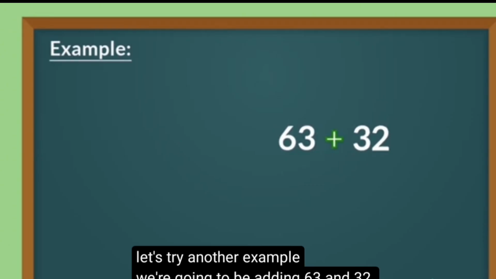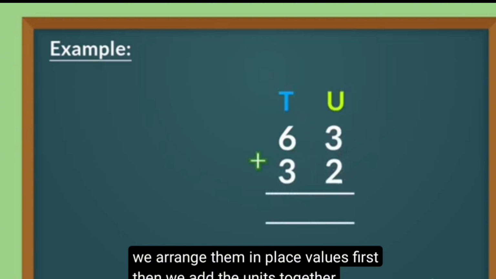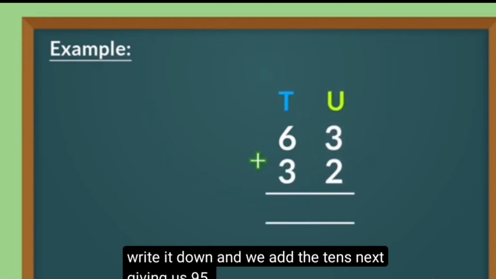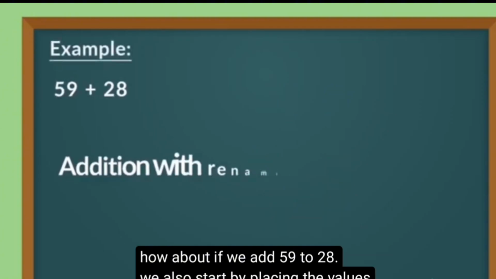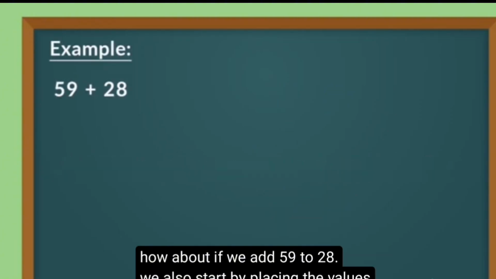Second example, 63 and 32. Going to add 63 and 32. We arrange them in place value first, then we add the units together, write down, and we add up the tens next. That is 95. How about if we add 59 and 23?